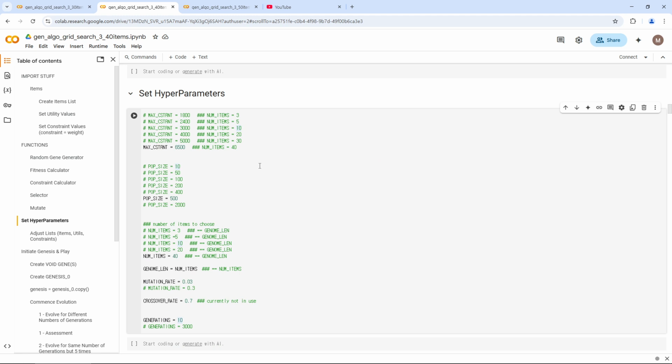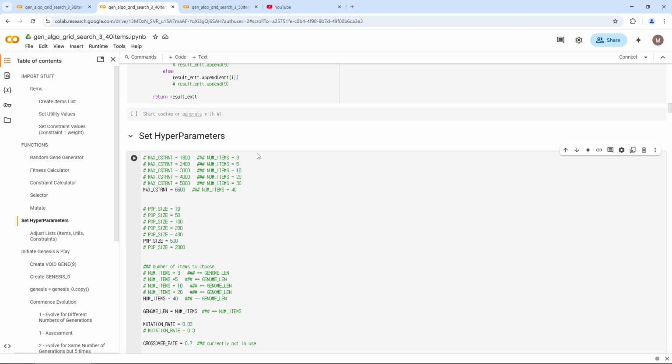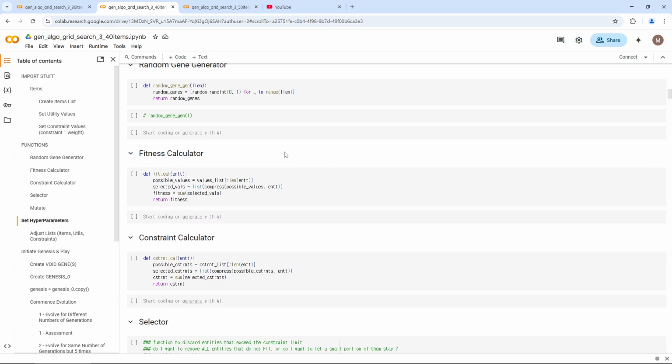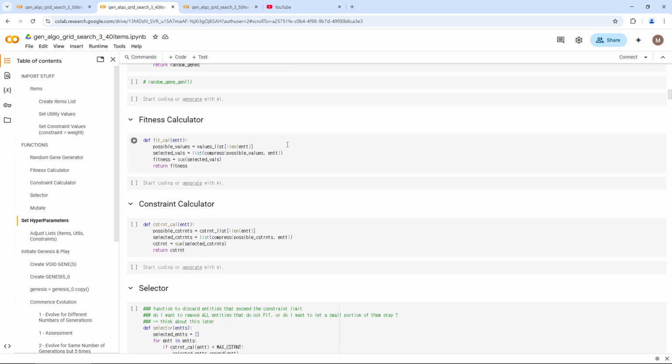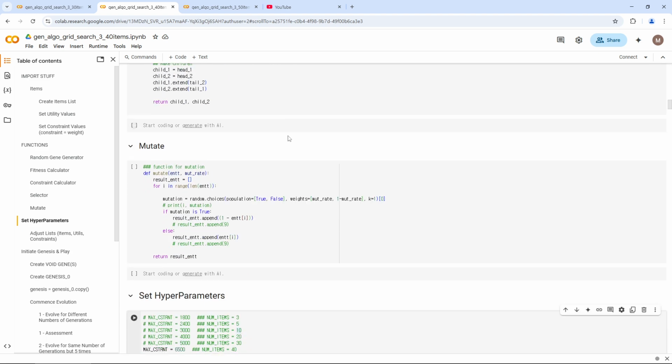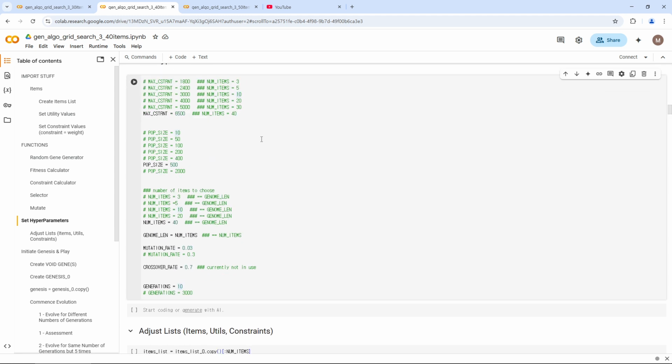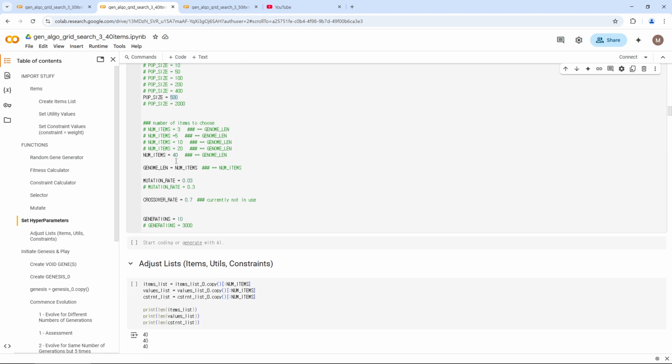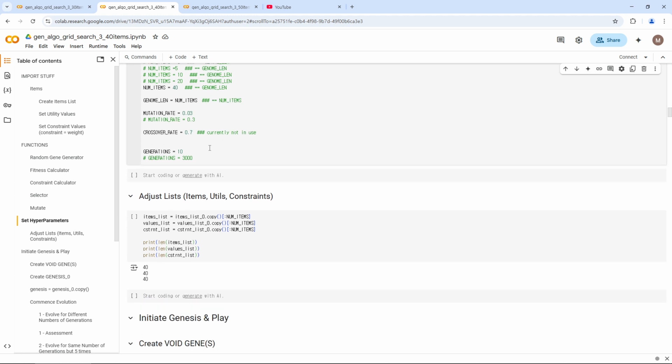Here we see hyperparameters. Now that the total sum of physical weights has increased because there are more items, 8,420, I again arbitrarily, very whimsical of me, set that to 6,500. The population size is still 500, and number of items is 40, and so is the genome length. Mutation rate is 3% or 0.03. Crossover rate 0.7, but I don't use that. Generation is 10, but I don't use that right now either.